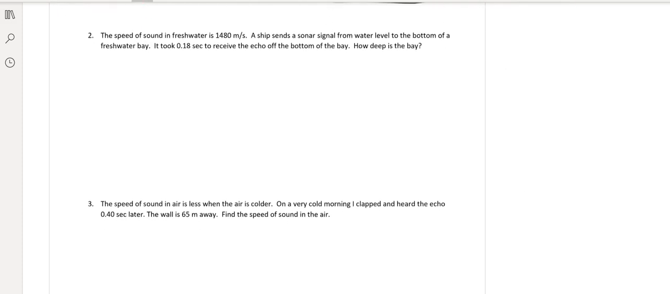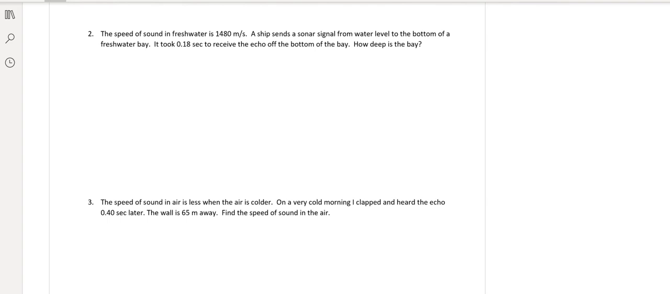Let's look at number 2. The speed of sound in fresh water is 1480 meters per second. That's dependent upon a lot of factors, but in this case, I'm giving you a value of 1480. It's a lot faster than it is in air. A ship sends a sonar signal from water level to the bottom of a freshwater bay. It took 0.18 seconds to receive the echo off the bottom of the bay. How deep is the bay?